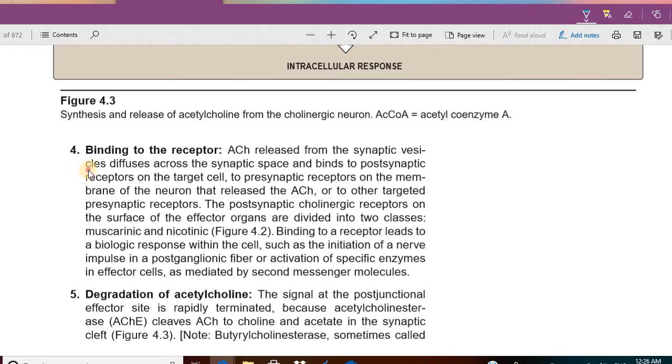So here is the binding to the receptor. Acetylcholine released from synaptic vesicles diffuses across the synaptic space and binds to the postsynaptic receptor on the target cell, to the presynaptic receptor on the membrane of the neuron that releases the acetylcholine, or to other targeted presynaptic receptors. The postsynaptic cholinergic receptors.